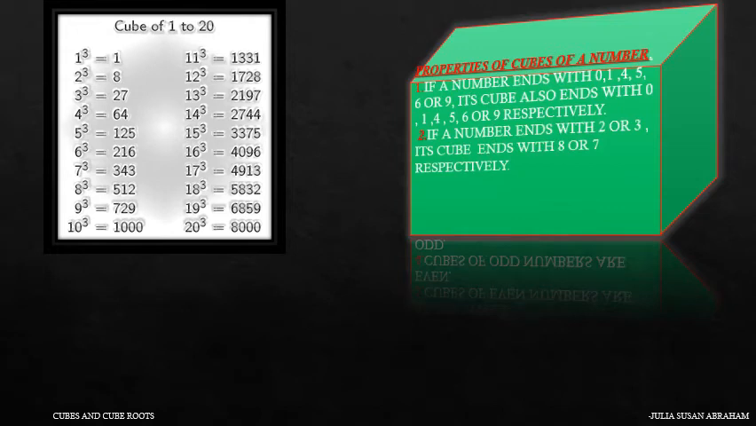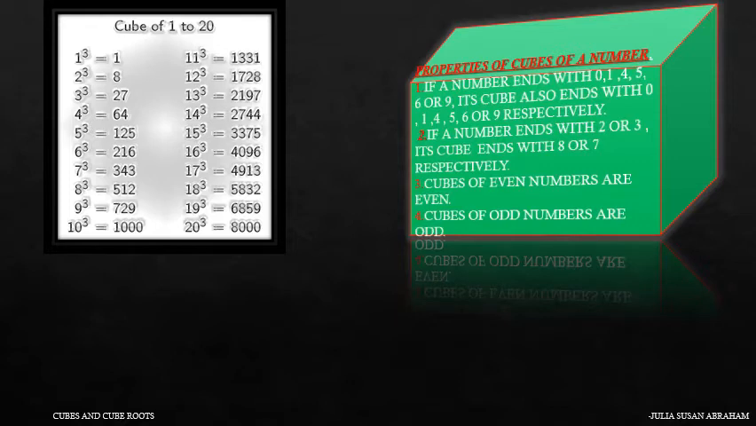Now, if the given number ends with 2 or 3, its cube ends with 8 or 7 respectively. As you see, the cubes of even numbers are even. That means 2 cube is 8, 4 cube is 64, 6 cube is 216 and so on.